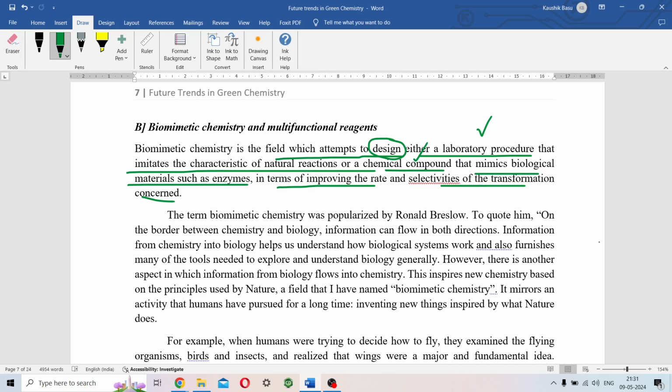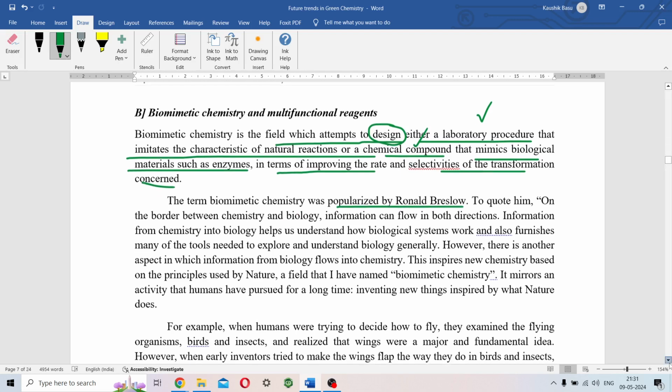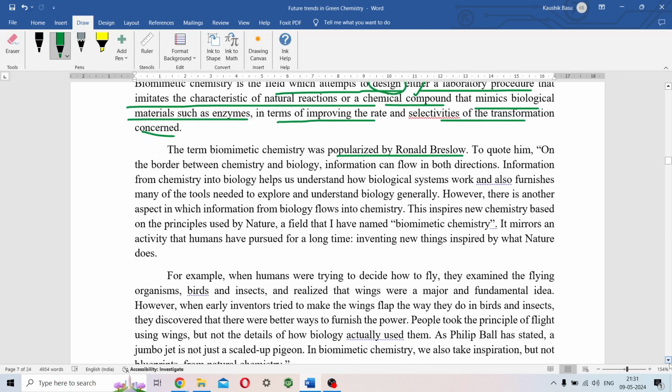aspect of your work. Now, this term biomimetic chemistry was first popularized by this guy Ronald Breslow. He is one of the biggest names of organic chemistry of the last 50 years perhaps. He is the one who is responsible for the thiamine catalyzed benzoin condensation. He is also the one who is responsible for the name anti-aromaticity. He has got an intermediate named after him, the Breslow intermediate, which is involved in the thiamine catalyzed benzoin condensation.